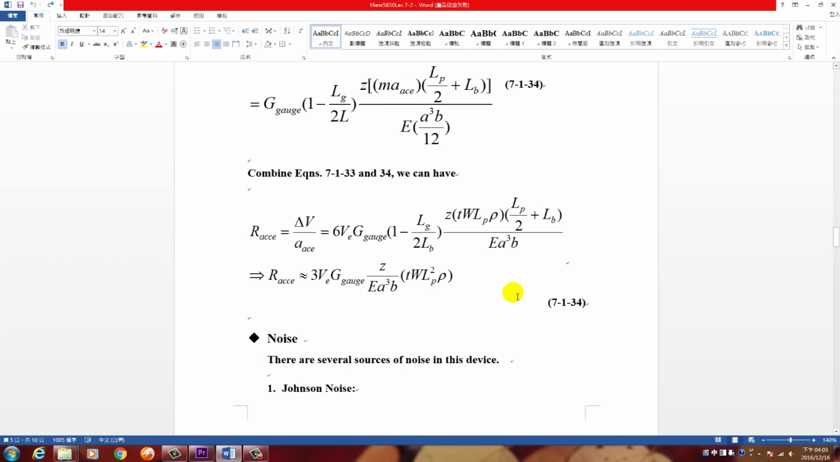And also the length of the beam. Okay, and if we try to increase the proof mass, increase the LP or LW, actually you are reducing the frequency response, because remember the frequency response. That means LP, LW is over here. So if you increase W and LP, you decrease the frequency response.